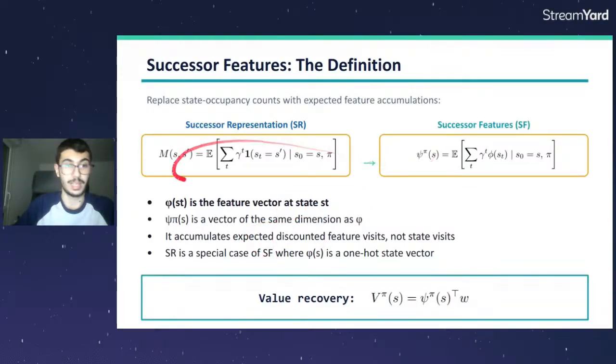And exactly like successor representations, if we want to calculate the value of state S, it's just enough to multiply the successor features with the task vector itself.